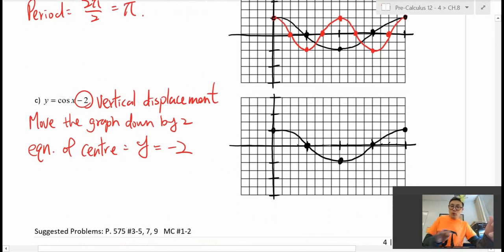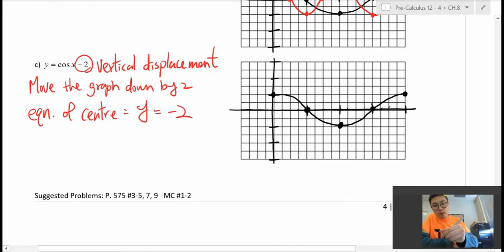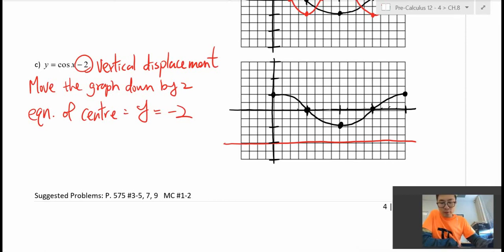Anyways, the last one here, we have a new x-axis, because we have vertical displacement. This was your center line. It's no longer there. Our new x-axis is going to be here, right? This is our center line now. Now, we move the entire graph down by 2.